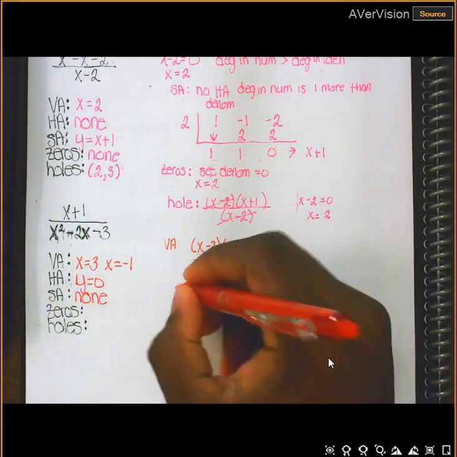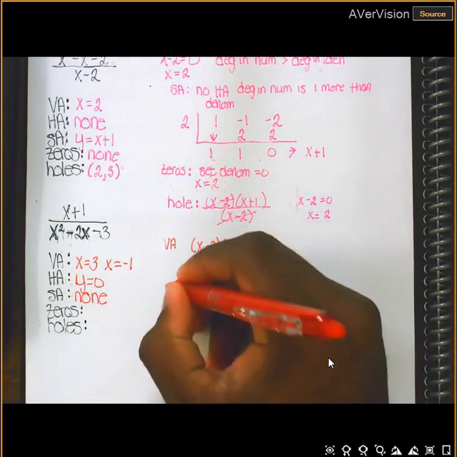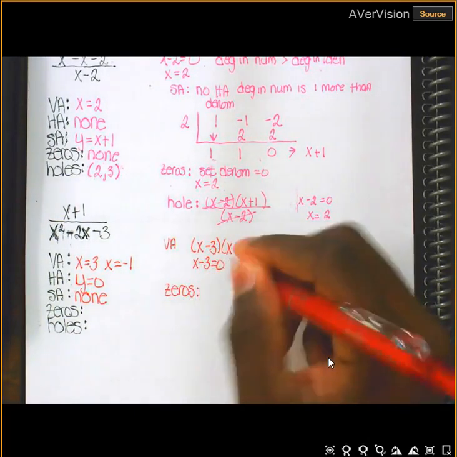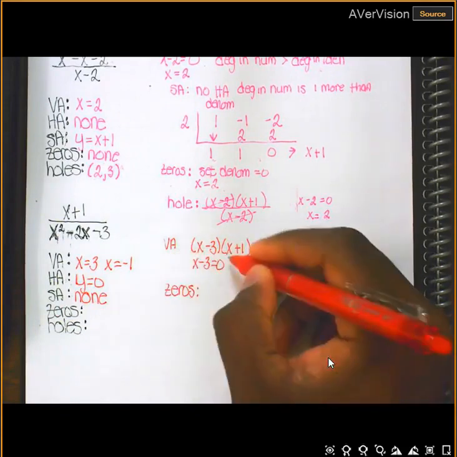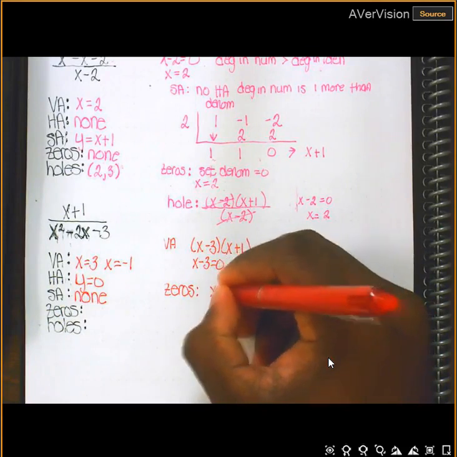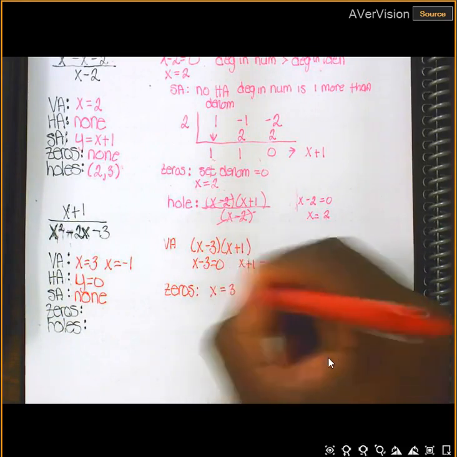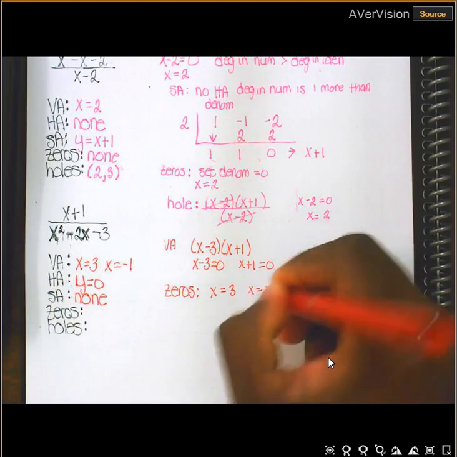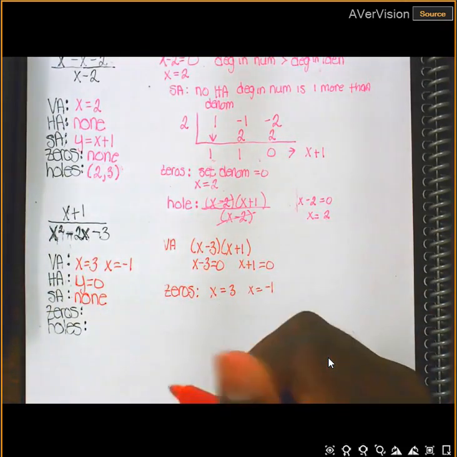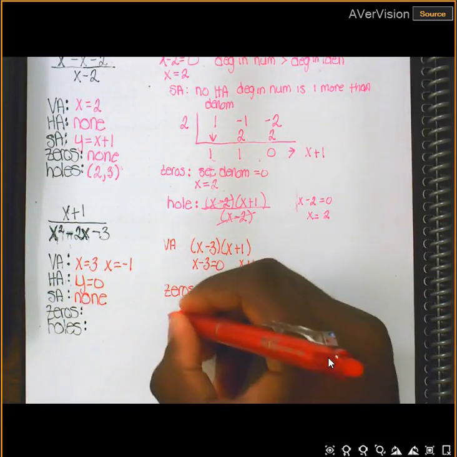Zeros. Remember, we find the zeros the same way we find the vertical asymptote. So for now, we have x equal to 3 and x equal to -1. But we can't put it down as a zero yet until we make sure it's not a hole.